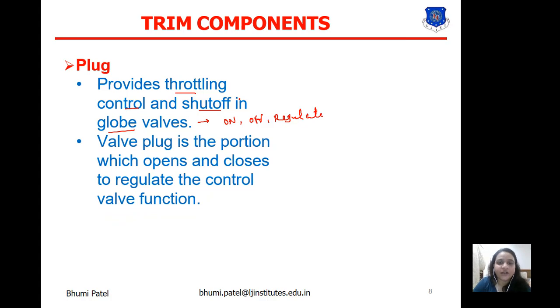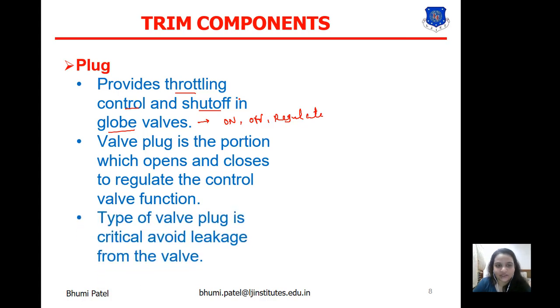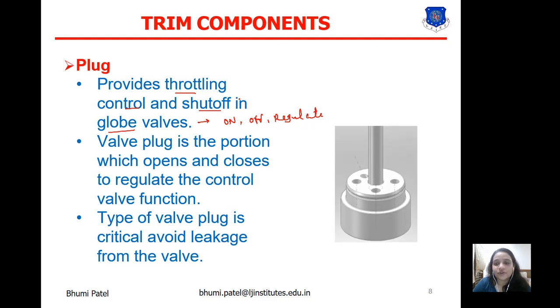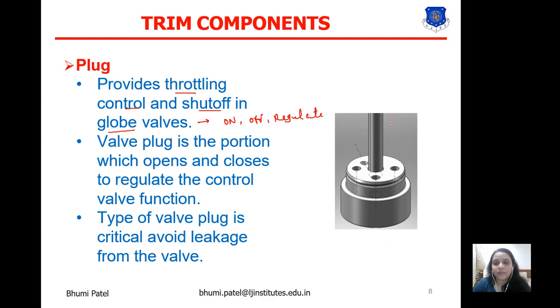Now the valve plug is the portion which opens and closes to regulate the control valve function. The type of the valve plug is critical to avoid leakage from the valve. So here you can see that this is the plug of the valve body, and its function is to open and close to regulate the control valve function. It is always used to avoid leakage from the valve.